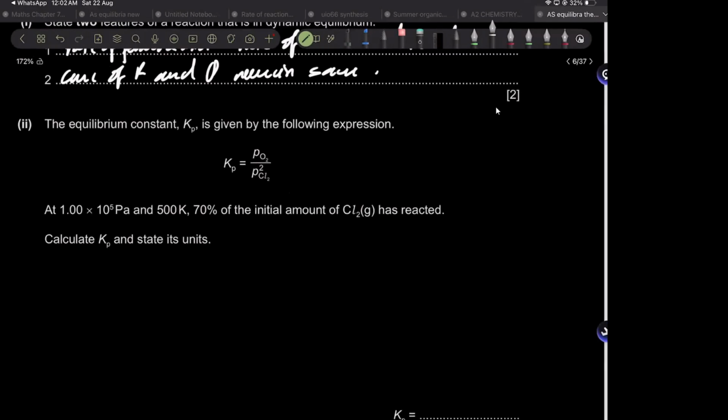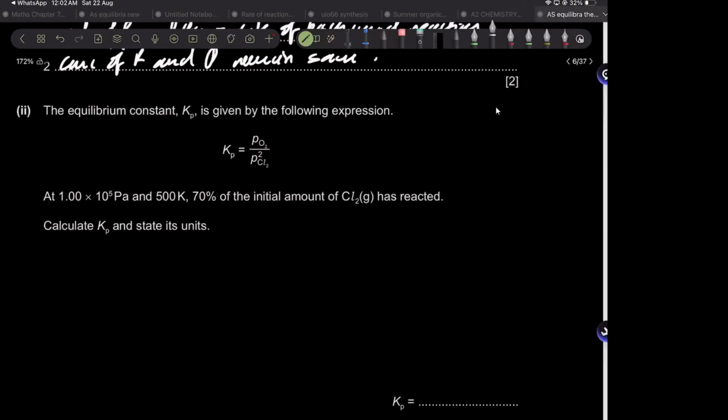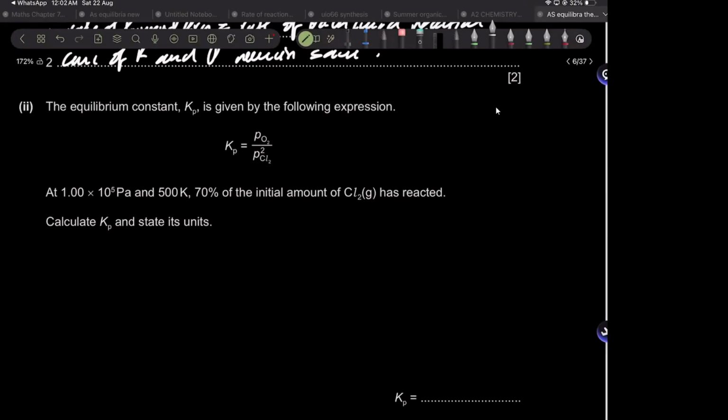The equilibrium constant Kp is given by the following expression. All right, I thought the question was going to be from the gas law, but it's not from there. So we can do this question now.